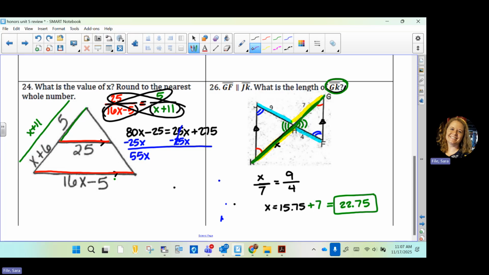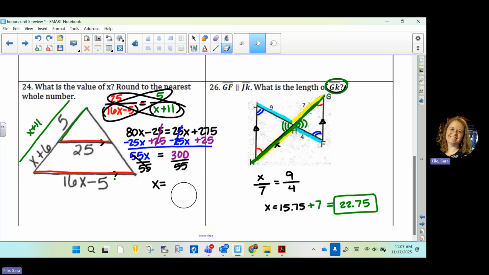I'm going to go ahead and move my 25 over to the other side. So 300. And then I'm going to divide out the 55. So 300 divided by 55 is a decimal again.